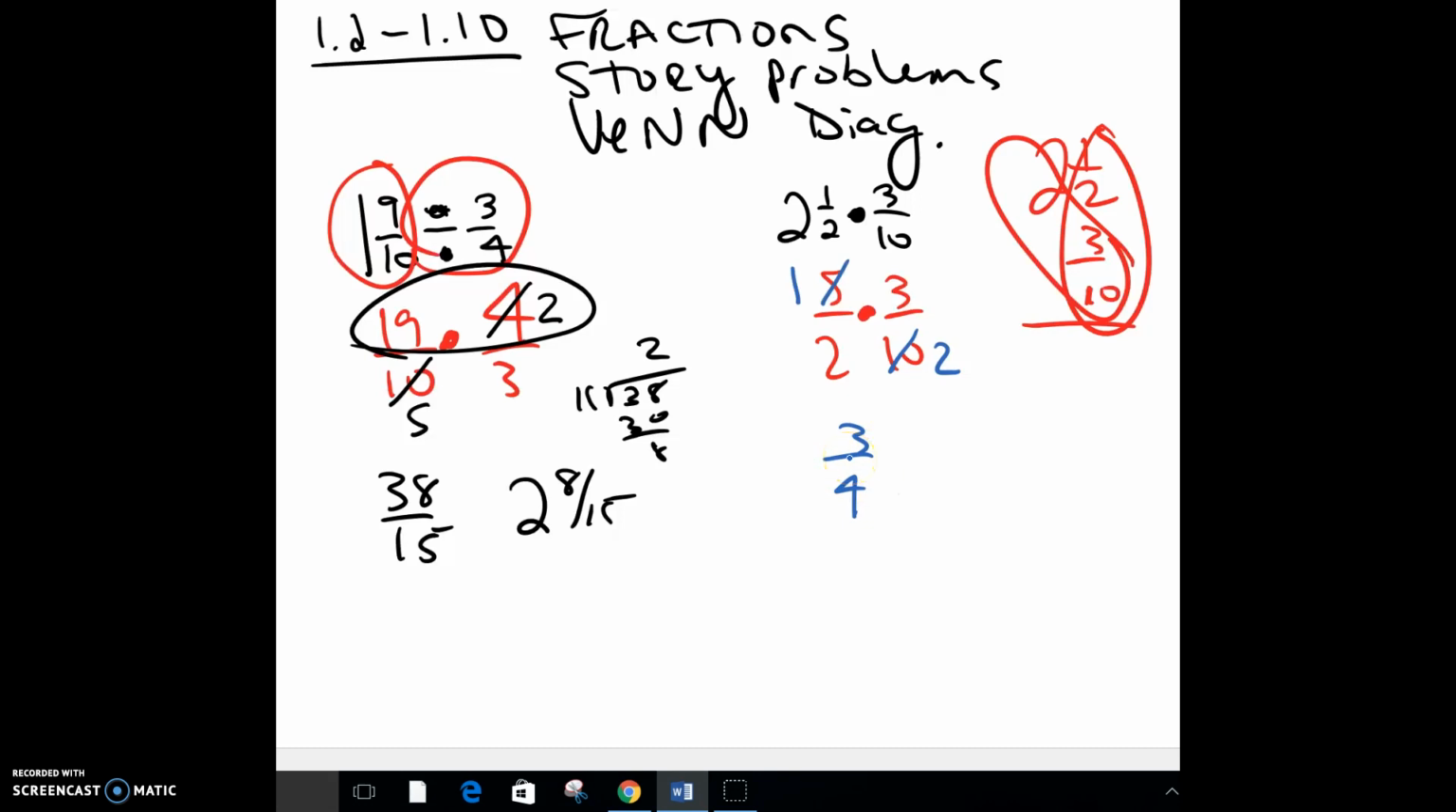If you didn't do that, you get 15 over 20 if you went straight across, but then you'd have to divide by 5, so to simplify. All right, so again, do those over and over again till you can get them right, and we'll talk about Venn diagrams in just a second.